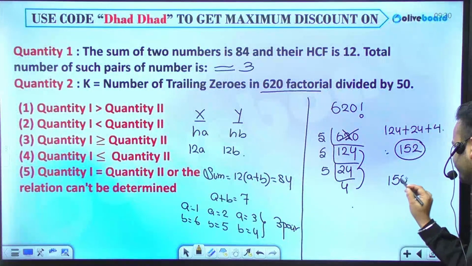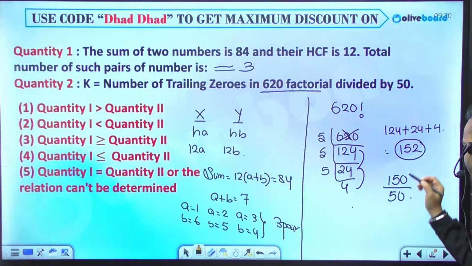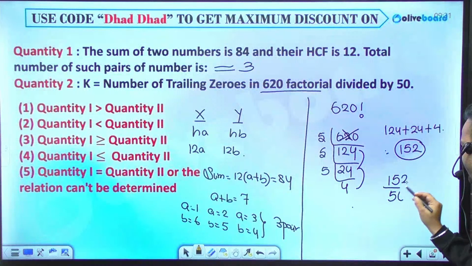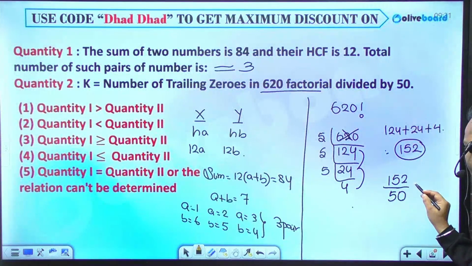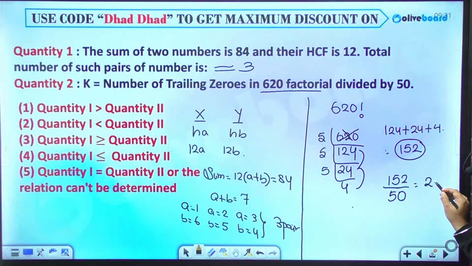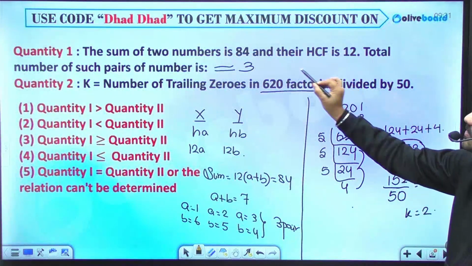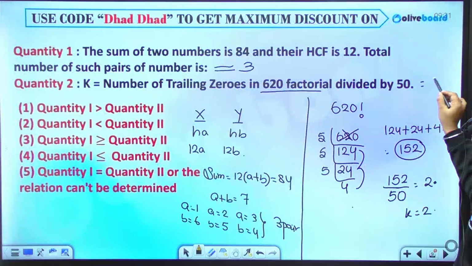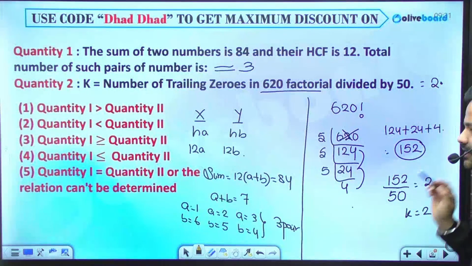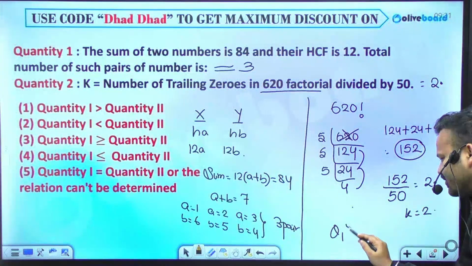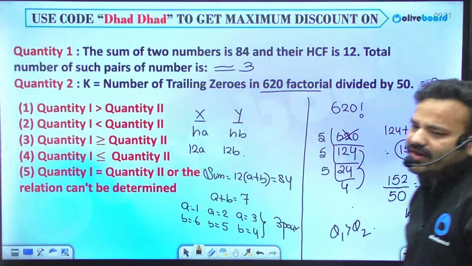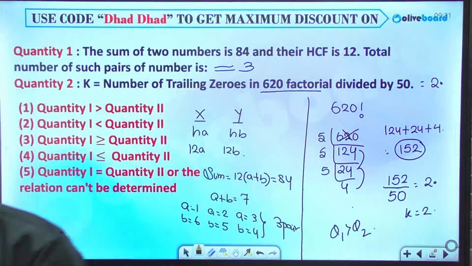Divide this by 50. So the moment you are dividing this by 50, this is 2 point something. The value of k will be 2 point something, and the value of the first expression is 3, and this value is 2 point something. It means the value of quantity 1 is greater than that of quantity 2. Q1 की value जो होगी वो Q2 से बड़ी होगी. Clear?